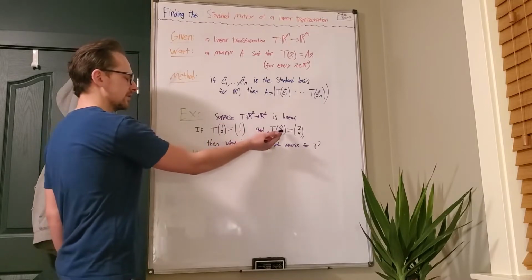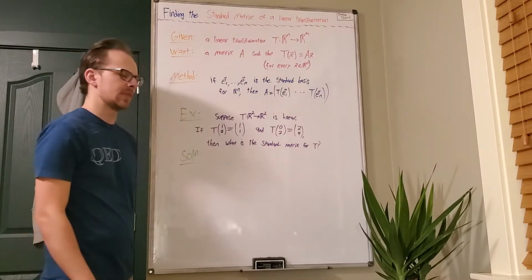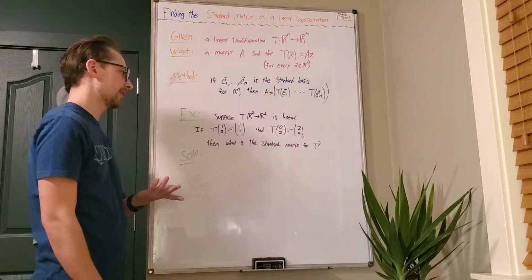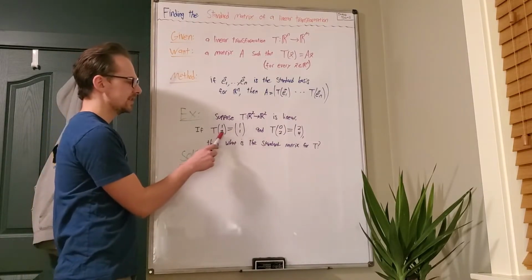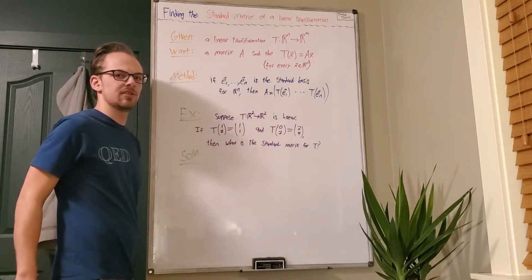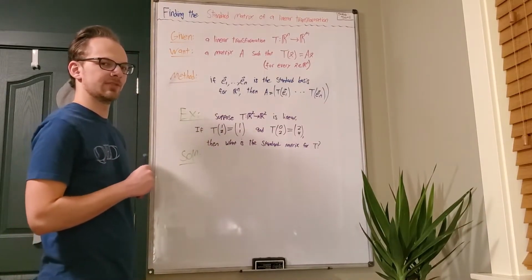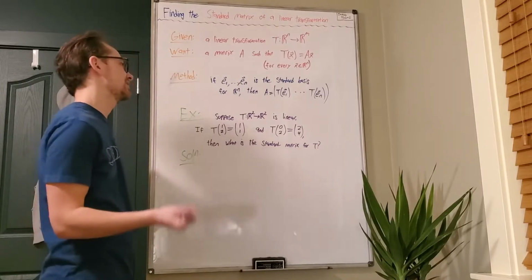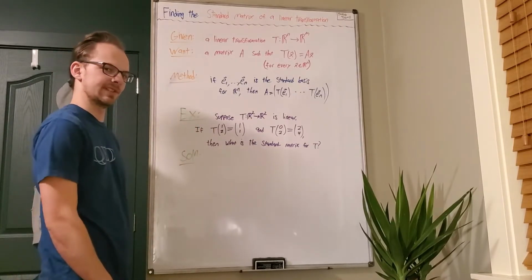Now we're given two vectors that, well, they aren't the standard basis vectors. However, because T is linear, we can still use these two images to determine the images of the standard basis vectors, and then use that to find our matrix A. So let's get into that.